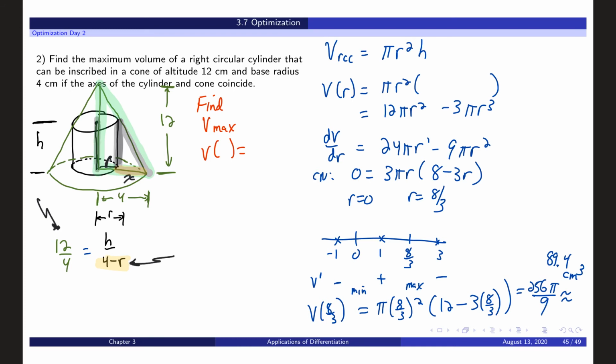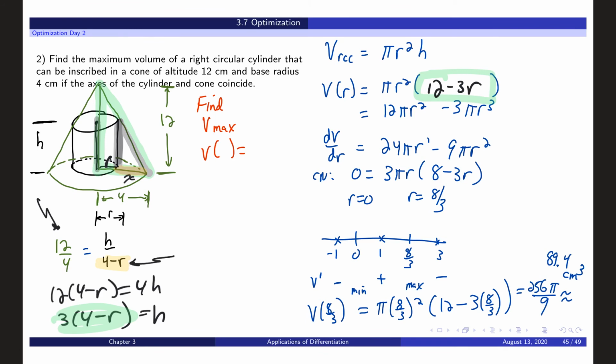So now that I have a way of matching up h and r, I could solve that for h and replace it in my function up over here, get rid of this h so that I'll only have r's. So if I cross multiply, I get 12 times 4 minus r equals 4h. Divide both sides by 4, and I get h is the same thing as 3 times 4 minus r. So now that I've got that done, I can pick this up and put it in right here for h. Distributing the 3, I got 12 minus 3r.